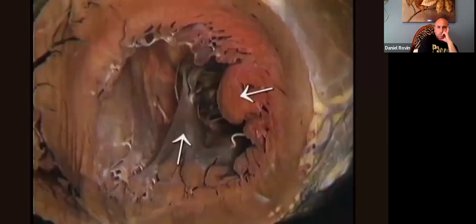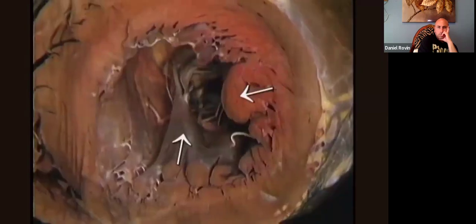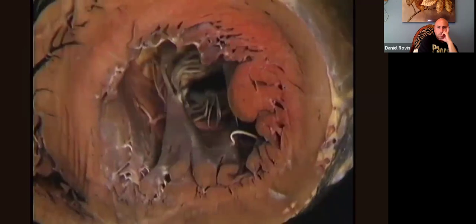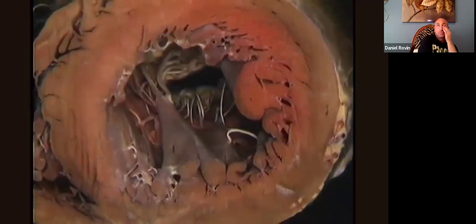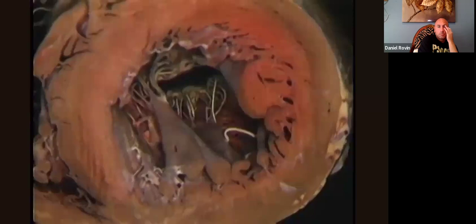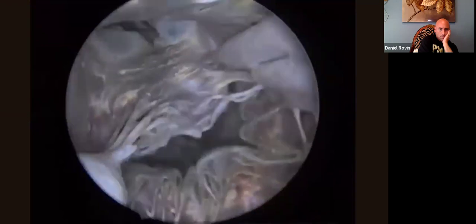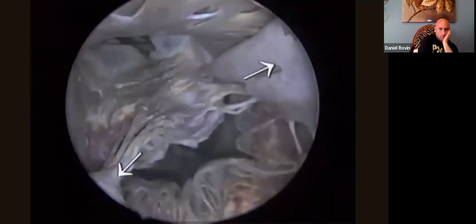Here are the same papillary muscles seen from the apex of the ventricle. Each group of papillary muscles sends chordae tendineae to each of the cusps of the mitral valve. Here's the mitral valve in motion, seen from the apex of the left ventricle. Here are the papillary muscles, seen very close.